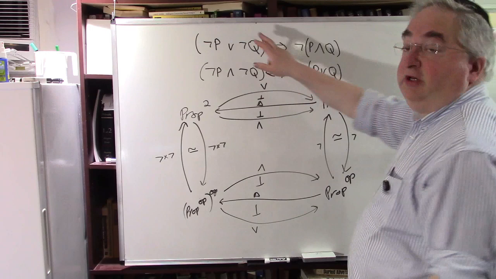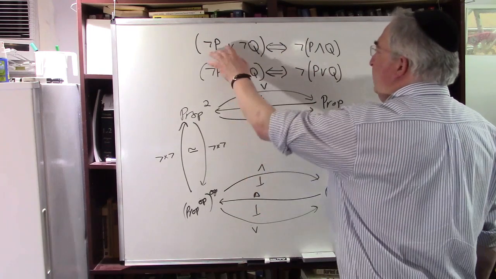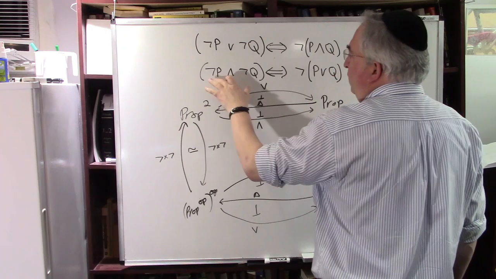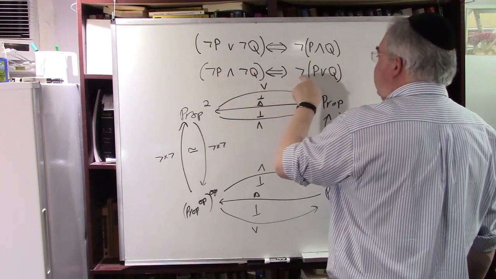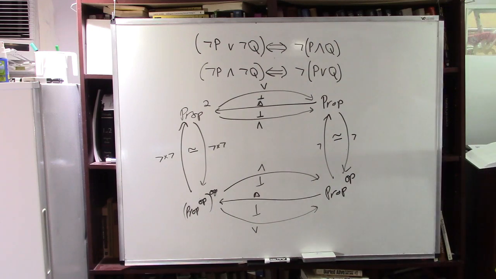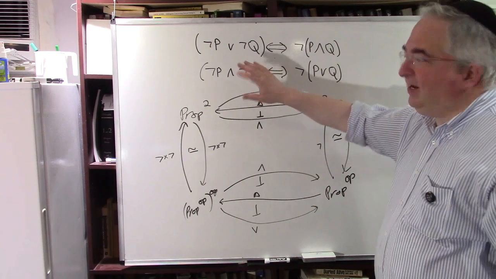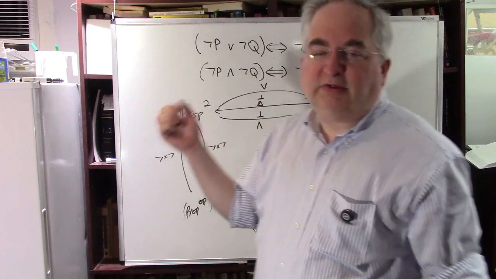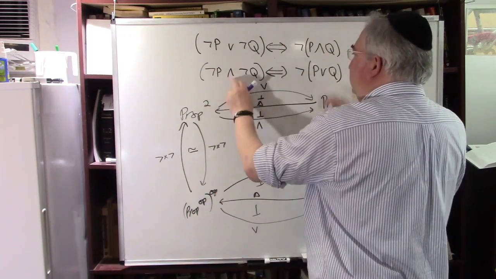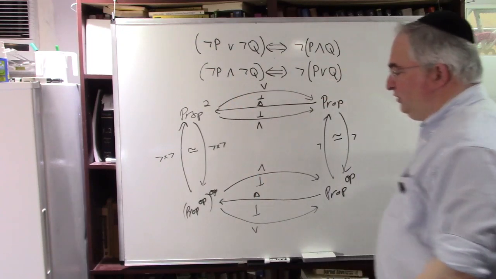Okay, this is called De Morgan's law. It says not P or not Q is the same thing as not P and Q, or not P and not Q is the same thing as not P or Q. It's a funny way of saying that not is a homomorphism, but it's changing the operation. Notice here's an or, here's an and, here's an and, here's an or. So it's changing the operation.